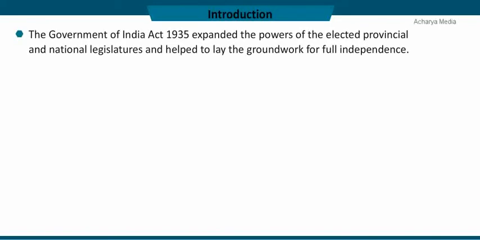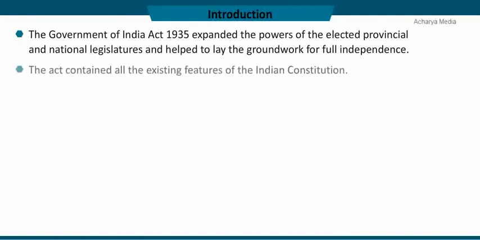The Government of India Act 1935 expanded the powers of the elected provincial and national legislatures and helped to lay the groundwork for full independence. The Act contained all the existing features of the Indian Constitution. The Government of India Act 1935.